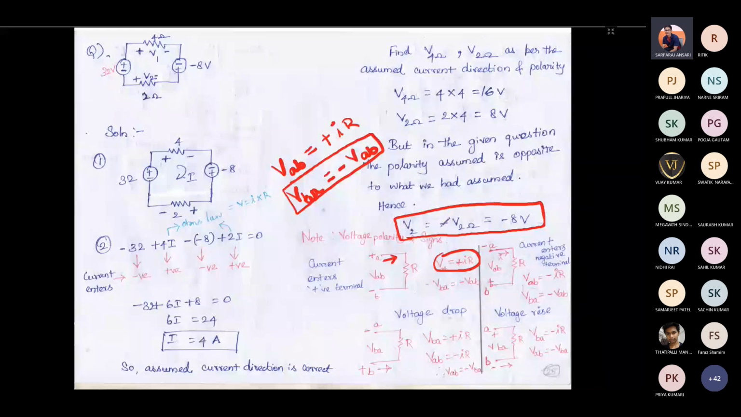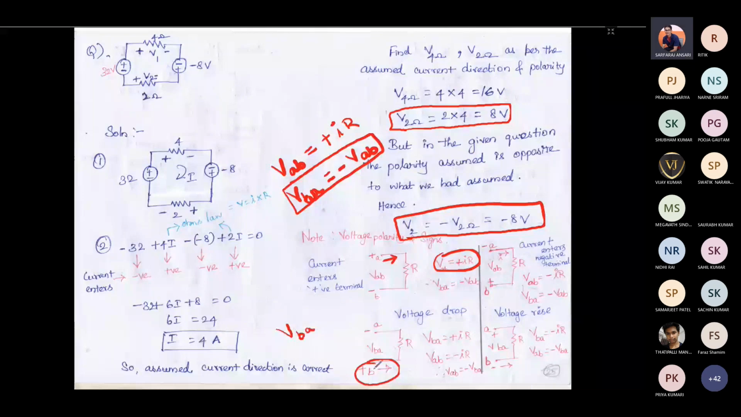Understanding is very essential when you are solving the problems. So similarly for the other circuit, you can see here that the current is entering the negative polarity, and here the current enters the positive polarity. Here the VBA voltage is positive IR because the current is entering the positive polarity.